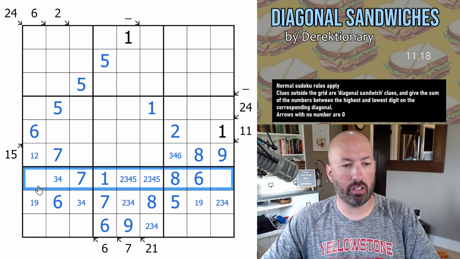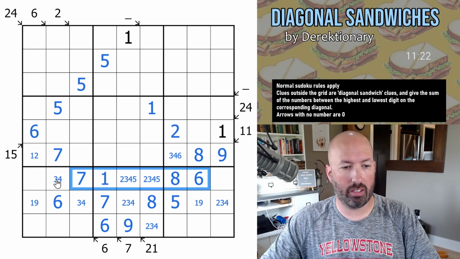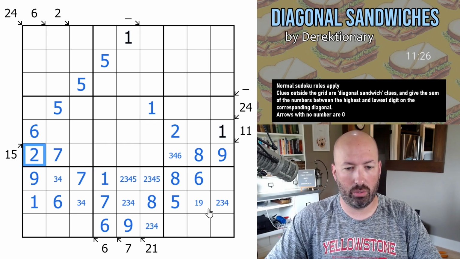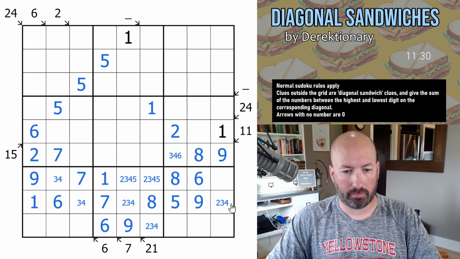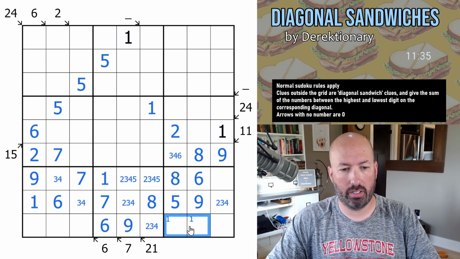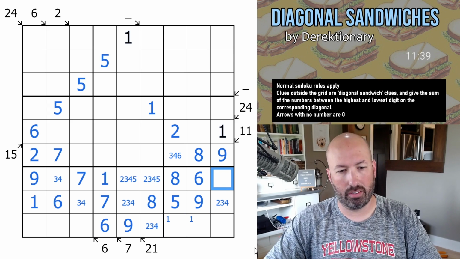Oh, look at row 7. Where can we put a 9? We can't put it there. We can't put it in any of these. This has to be the 9. Which makes this a 1 and a 2 and a 9. All right, getting somewhere. One of these is a 1. This is 2, 3, or 4.